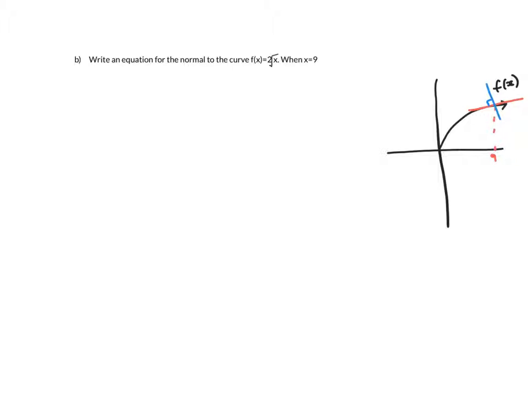Now, you don't need to draw that image. I'm just doing that so you know what's going on. Okay, the normal, again, is going to have an equation y equals mx plus c, because it's a straight line. M is the gradient, so we need to differentiate in order to work out what the gradient would be.